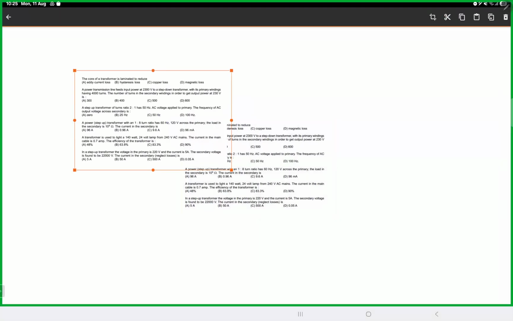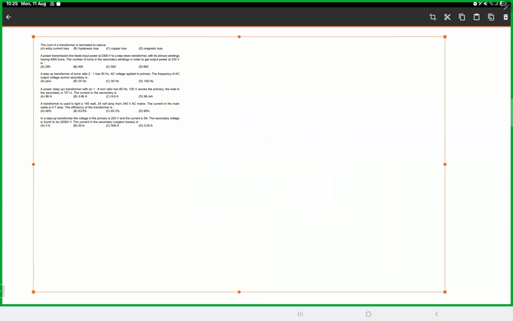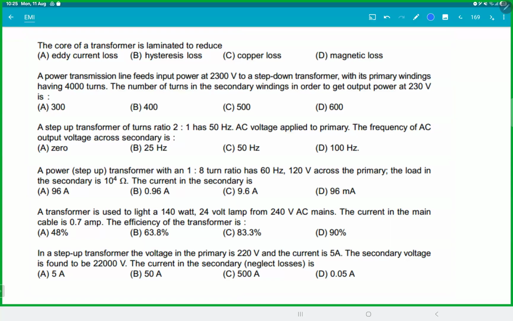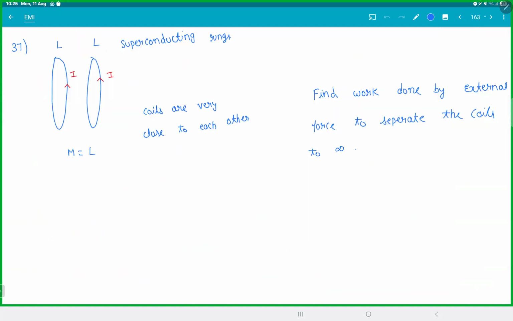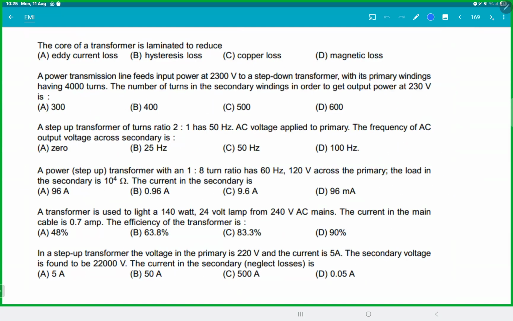That's a bit about transformers. That's it. There are the 2 main formulas there: V1 by V2 is N1 by N2, and V1 I1 is equal to V2 I2, and some theoretical ones, like DC doesn't work and all that stuff. Let's get these 5 questions.